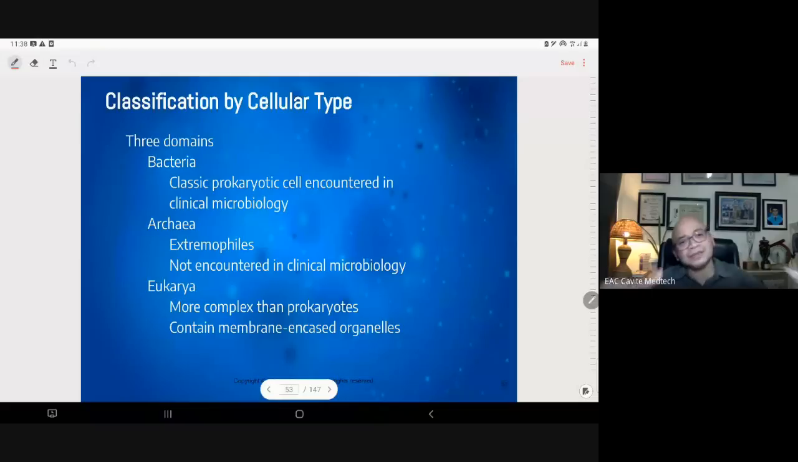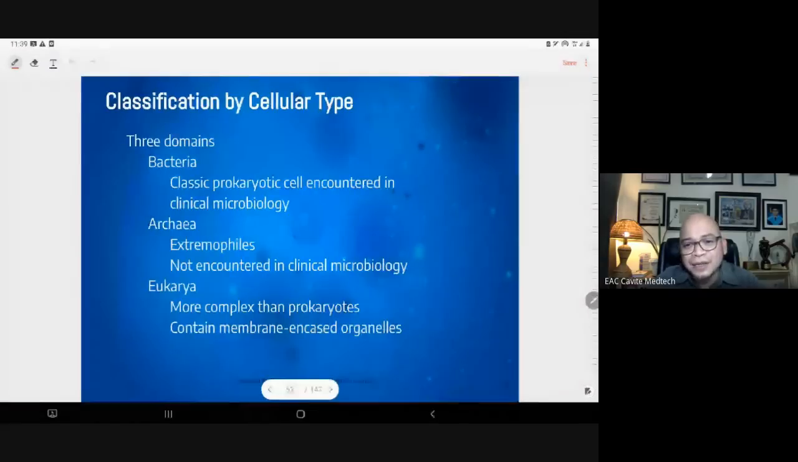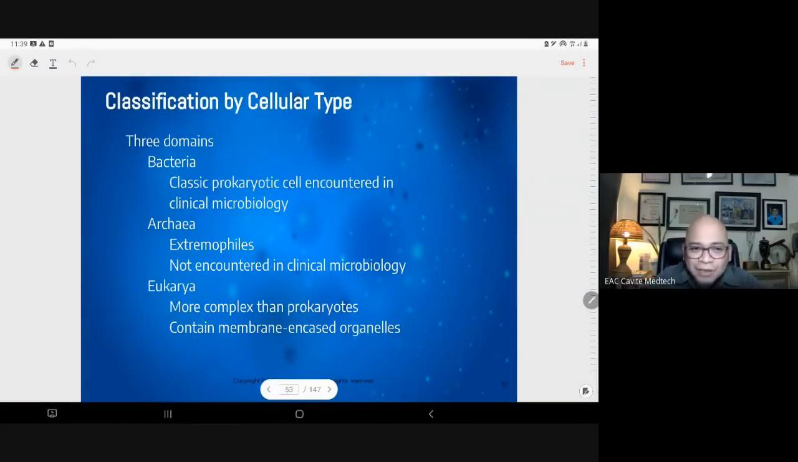Okay, so a while ago, I was talking about the Carl Woese classifications. And according to Carl Woese, there are actually three domains. Okay, there are actually three domains. So the first domain is the bacteria, and then the second domain is the eukarya, and the third one is the archaebacteria.